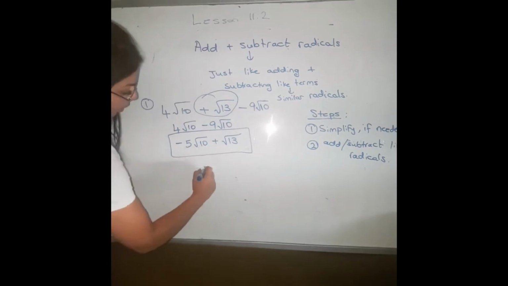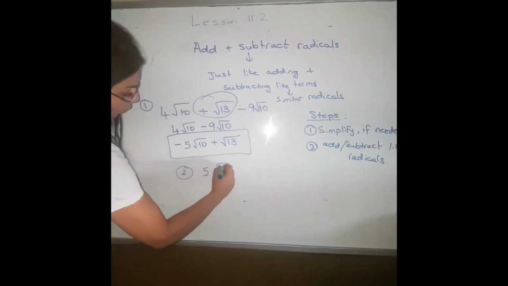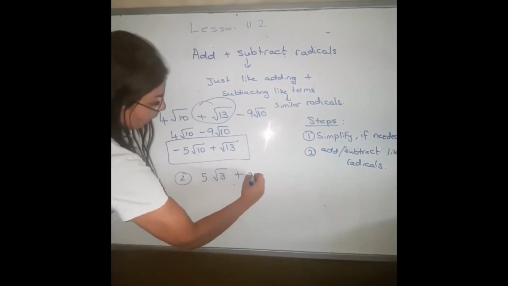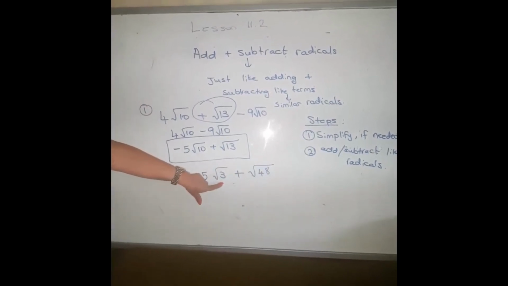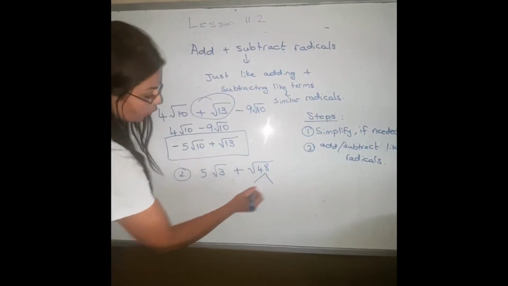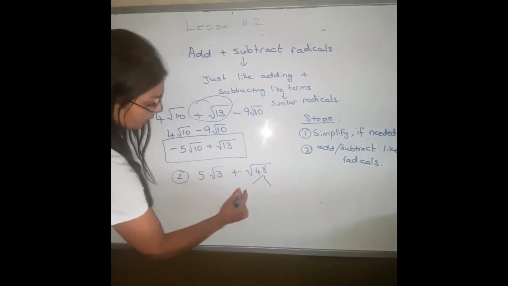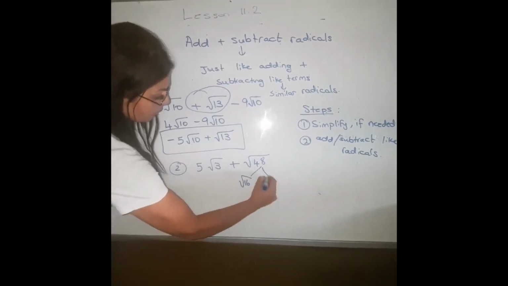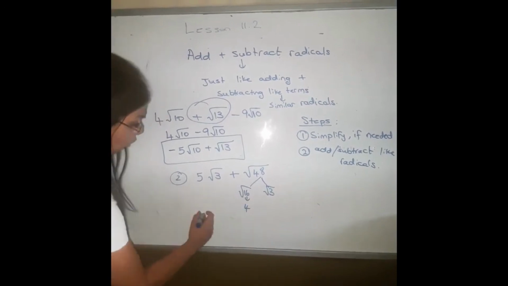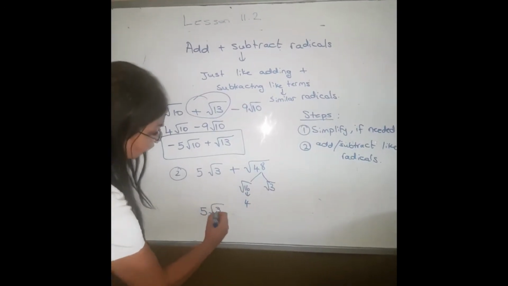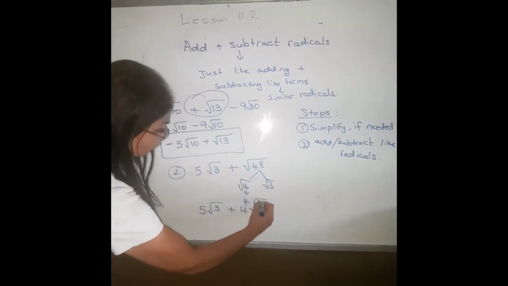The second example is 5 radical 3 plus radical 48. Can I simplify radical 3? I can't. So I can simplify radical 48. Radical 48 is actually radical 16 times radical 3. Radical 16 is a 4. So my answer is 5 radical 3 plus 4 radical 3.